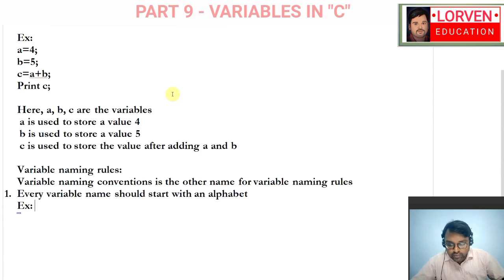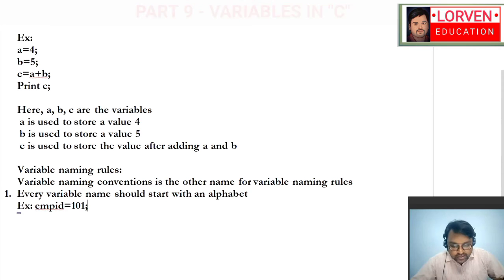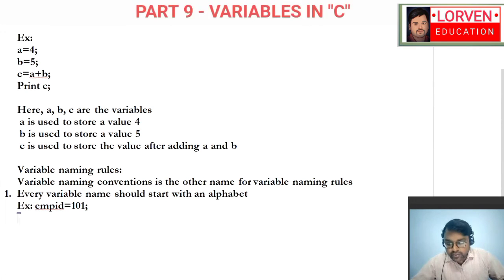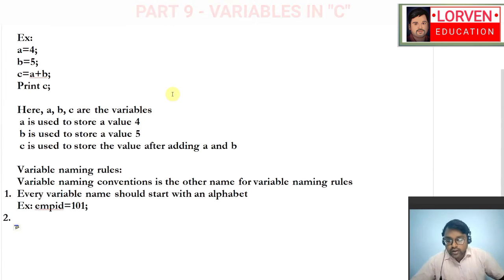I will take one more example here. Employee ID is equal to 101. Here employee ID is the name of a variable, and you have to keep in mind that employee ID is a word whose first position starts with an alphabet. So this is point number 1 to be noted. Now we will go with point number 2.